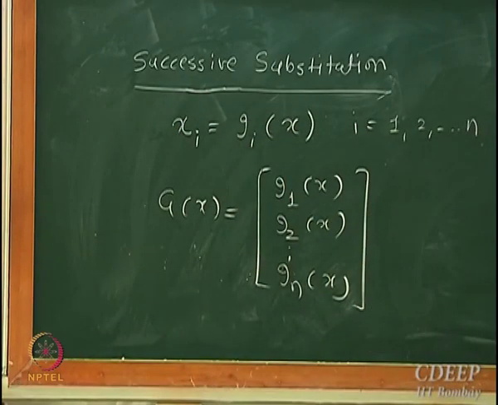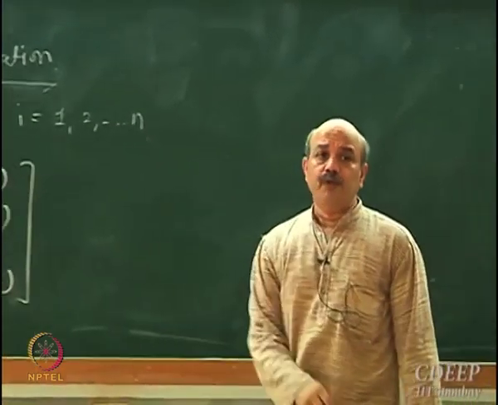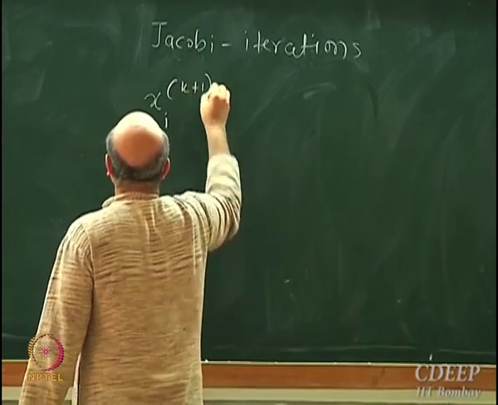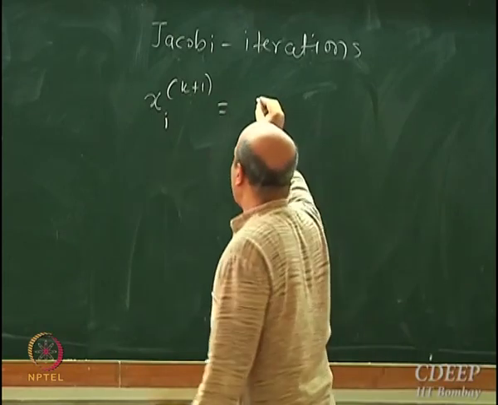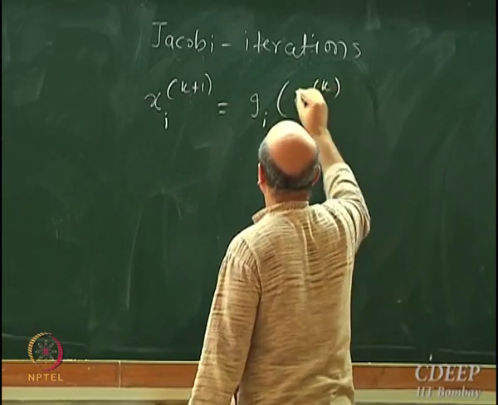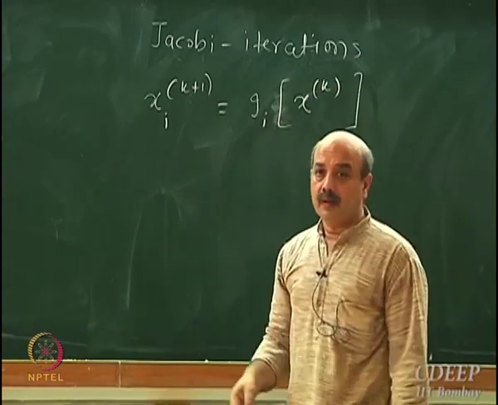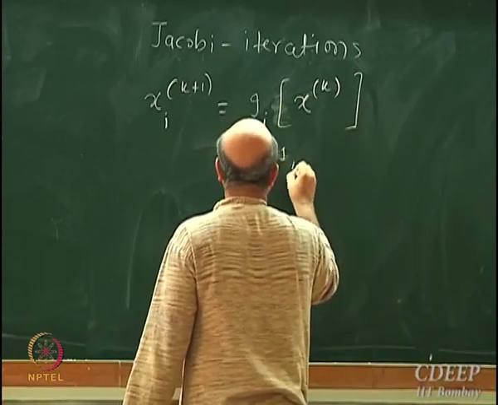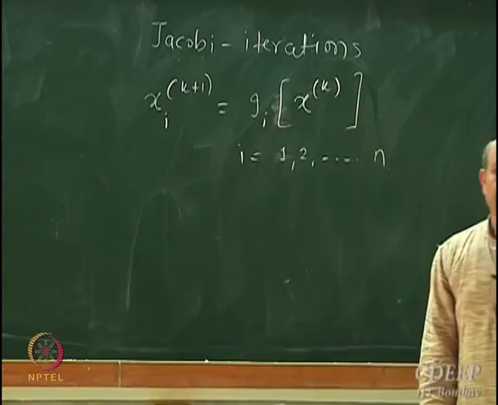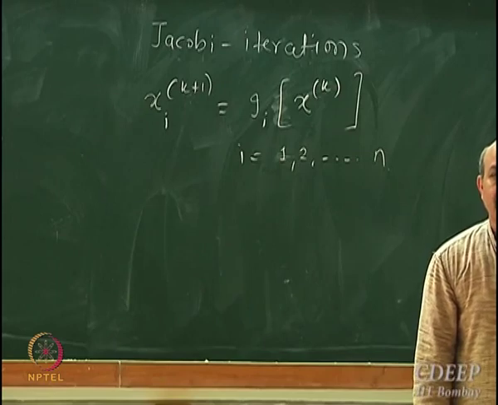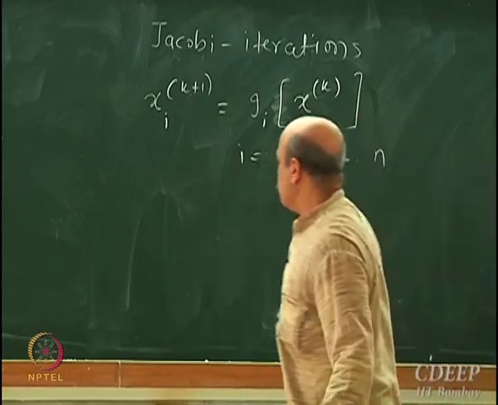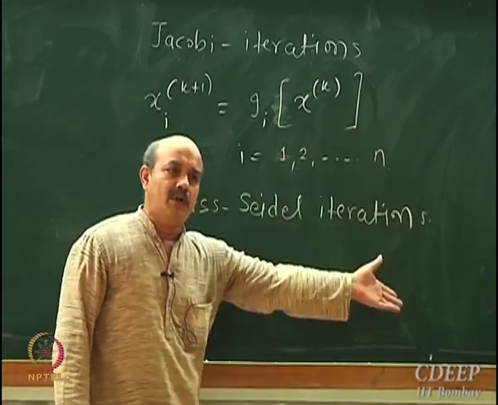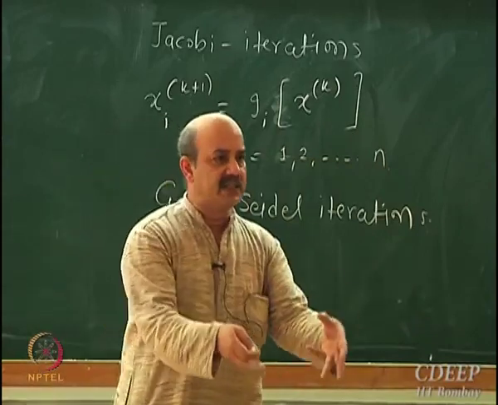Now suppose I have this equation, how will you form Jacobi-like iterations? My Jacobi iterations will be xi k plus 1 is equal to gi of xk. I am going to use the old value and create a new value, for i equal to 1, 2, up to n. How will you create Gauss-Seidel-like iterations? Use the new value as it gets created. Gauss-Seidel iteration is a concept. You can use it in the context of linear algebraic equations, and also nonlinear algebraic equations. If you understand the concept, you can do relaxation iterations, same ideas.